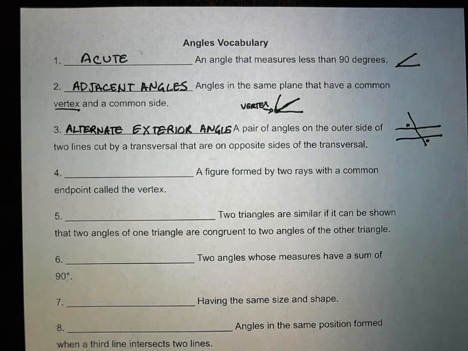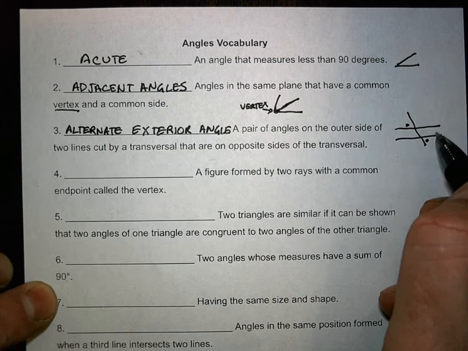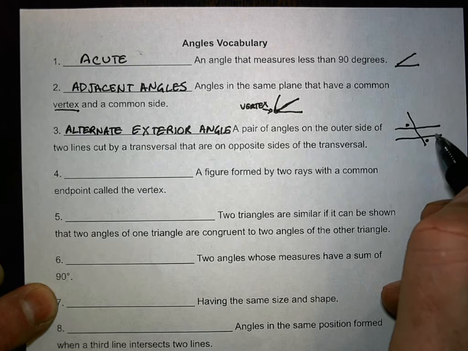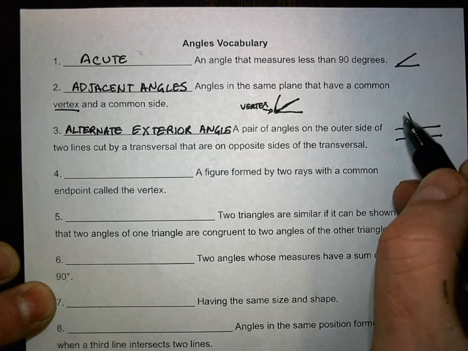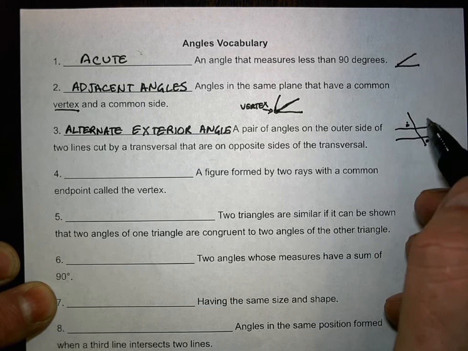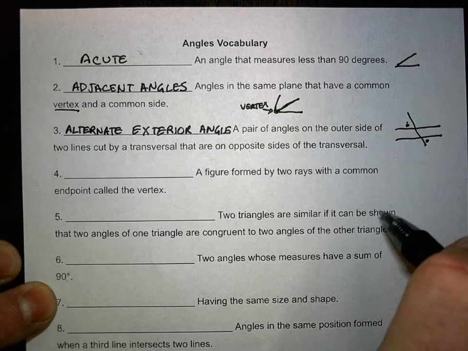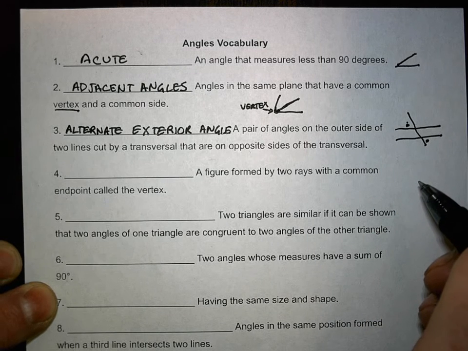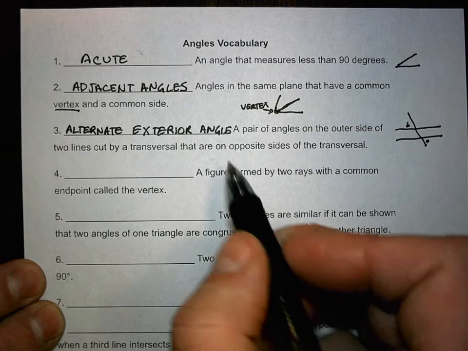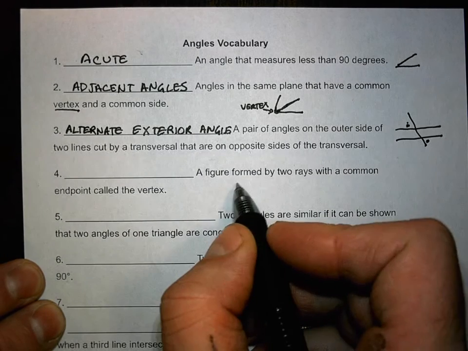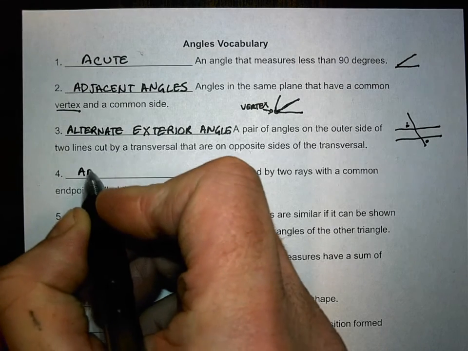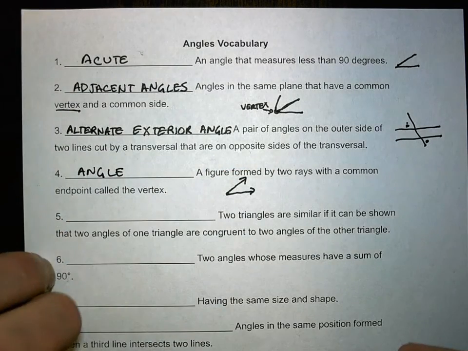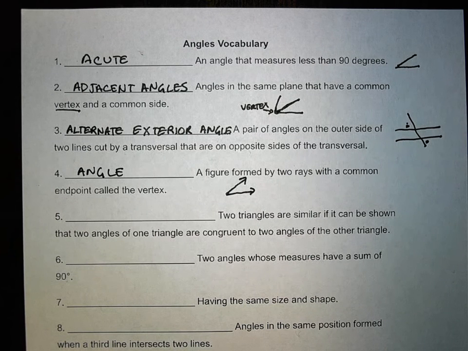When we're talking about parallel lines cut by a transversal, every reference we make is going to assume that interior is between the parallel lines. Does that make sense? And exterior is things on the outside of the parallel lines. These two angles, this angle here and this angle here, are on the outside. They're external angles, and they're on opposite sides, or alternate. Does that make sense? Okay, a figure formed by two rays with a common endpoint called a vertex. What is this? Angle. It's an angle. Two rays with a common endpoint called a vertex.